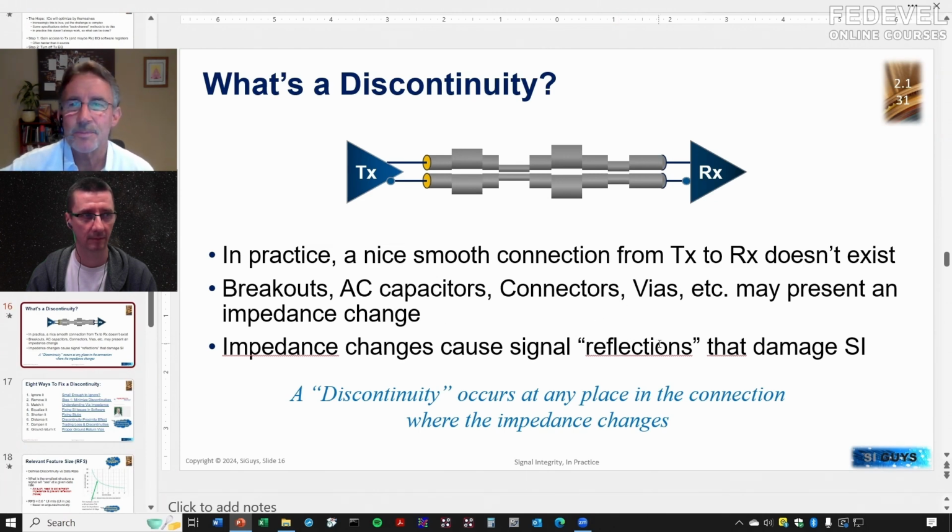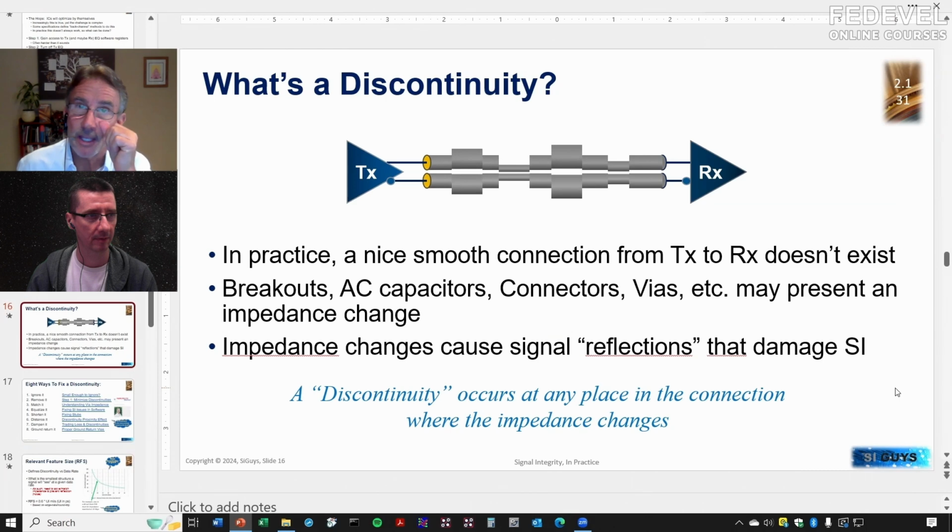I already said the impedance changes are what cause these reflections that mess up the signal. Discontinuity is simply the term we use to isolate and talk about what happens at the impedance change. Does that make sense? Yeah, and I see in the second line you describe where this happens: breakouts, AC capacitors, connectors, vias, everything.